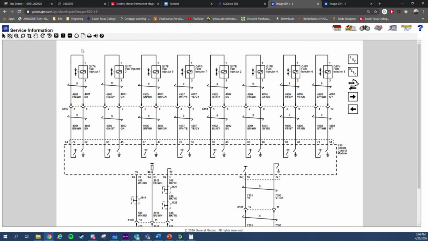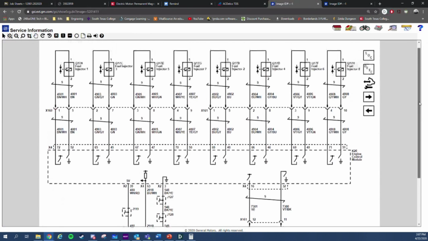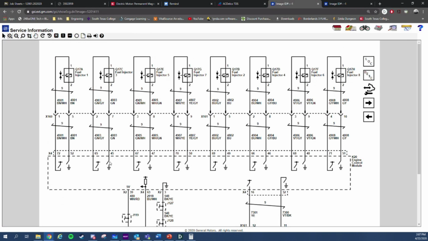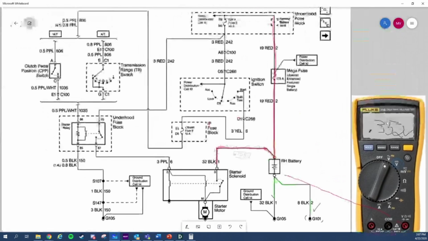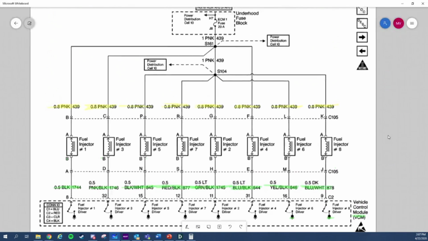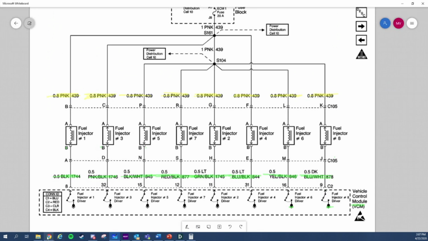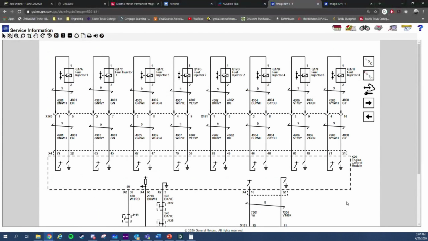Now if you look at this compared to the 99, what do you see different on a 2020 versus a 99? This is a 99, and this is a 2020. What is different? Ignition coil? Remember, this is the injector, not the coils. But what do you see different? How are these guys controlled on the new engine versus the older engine?